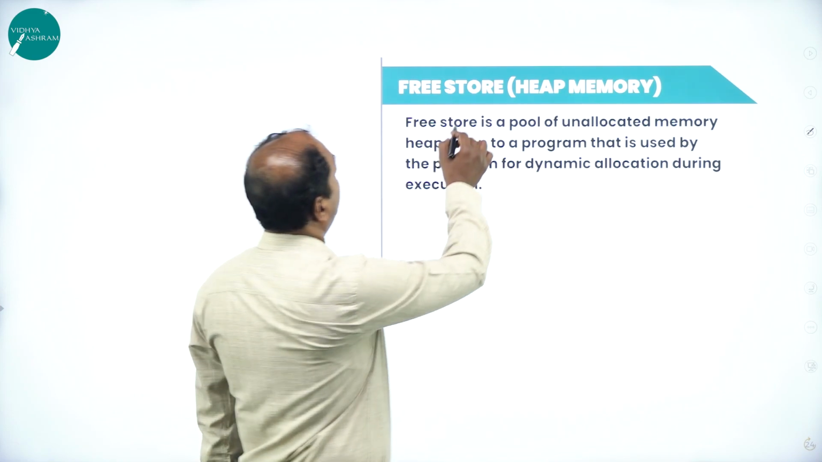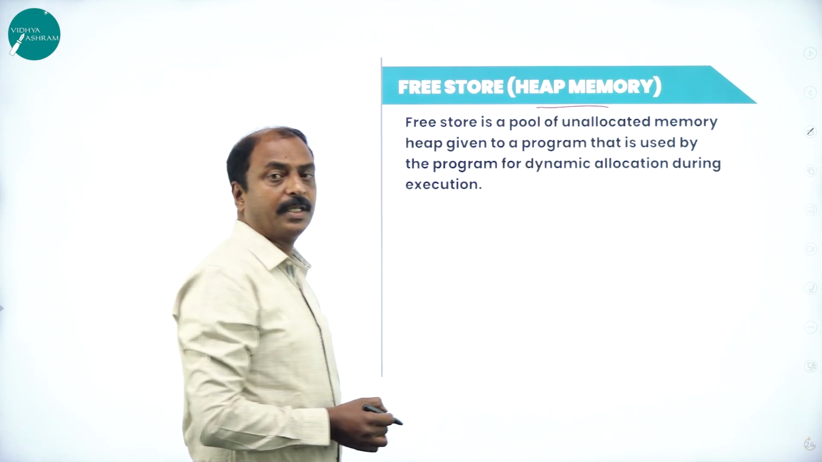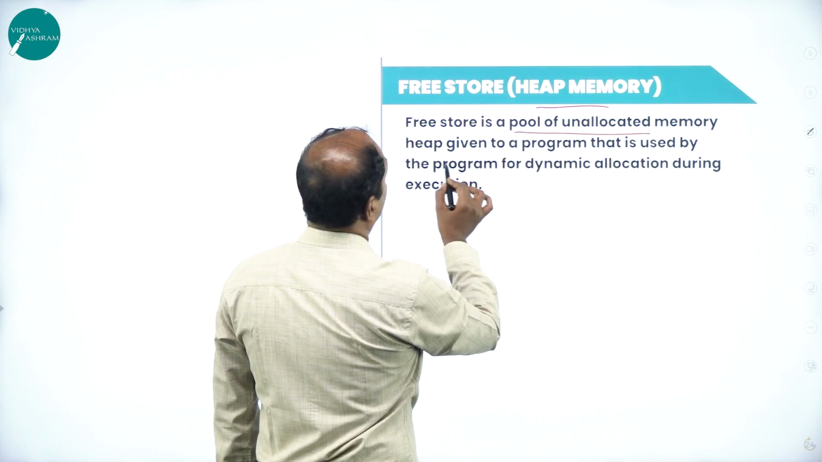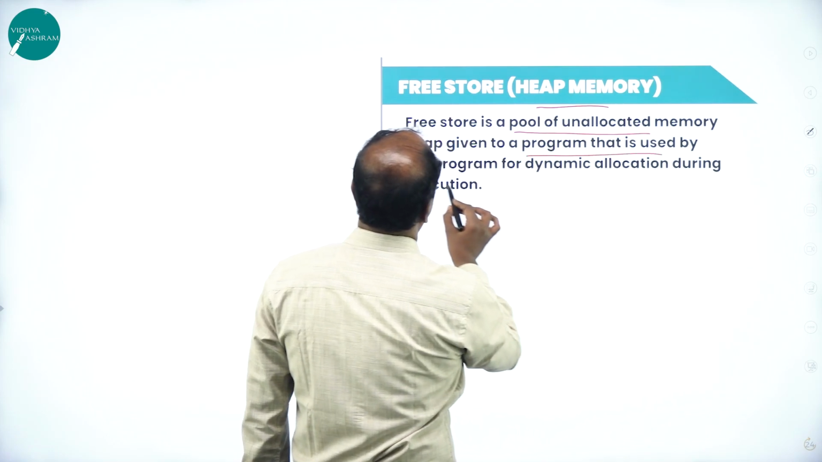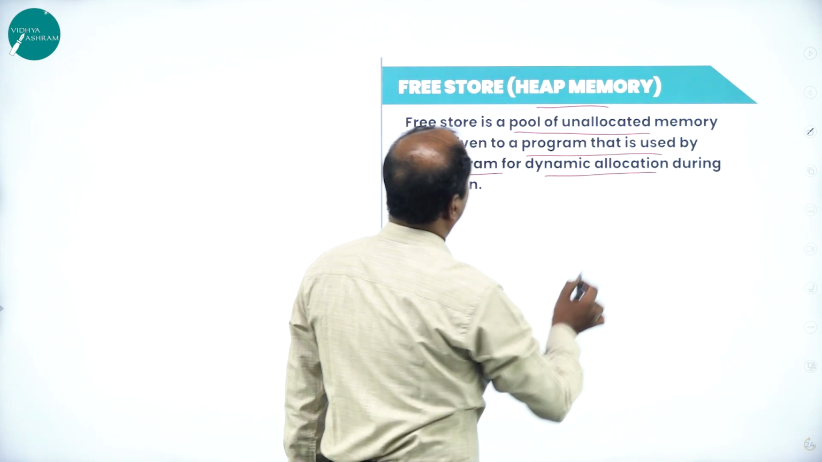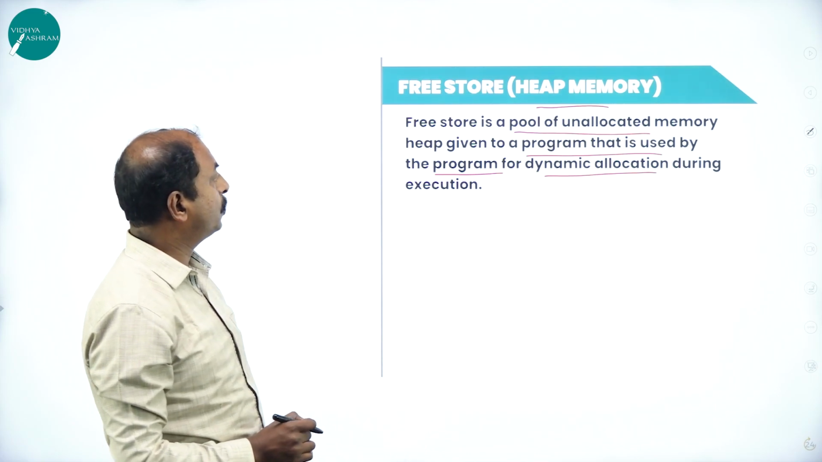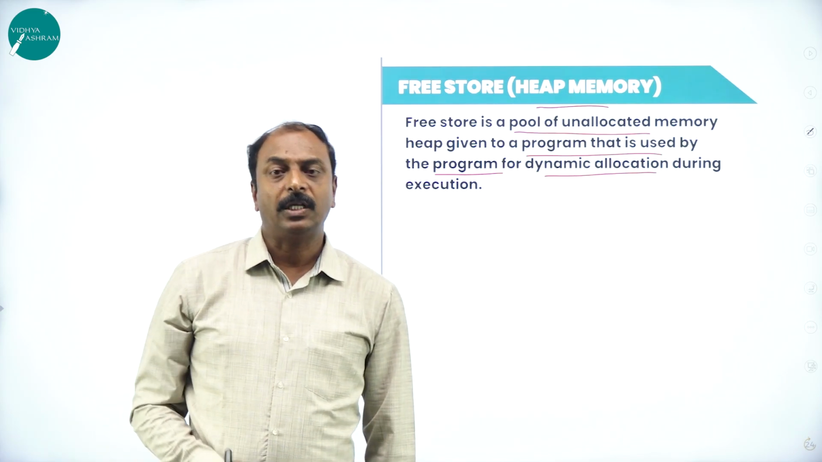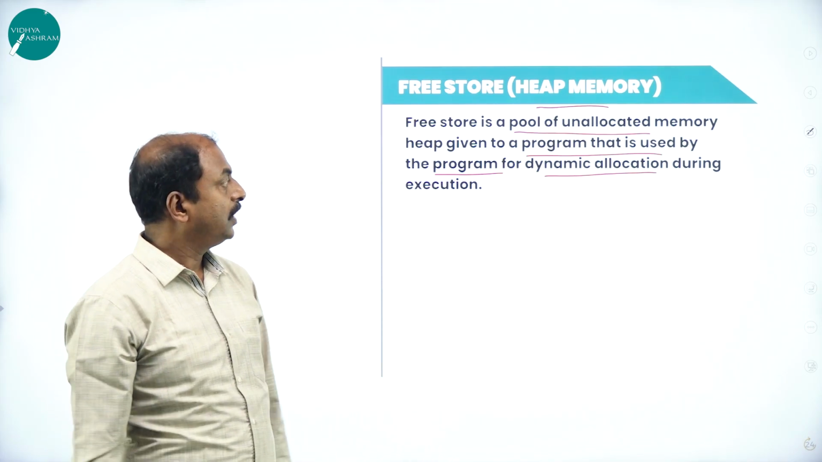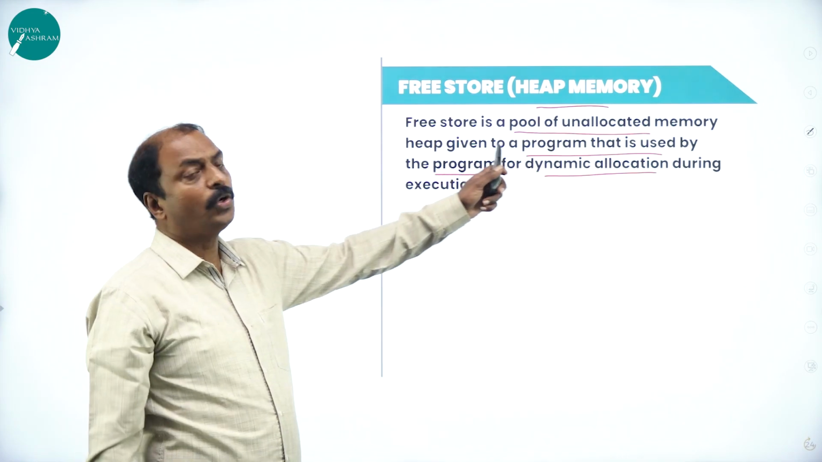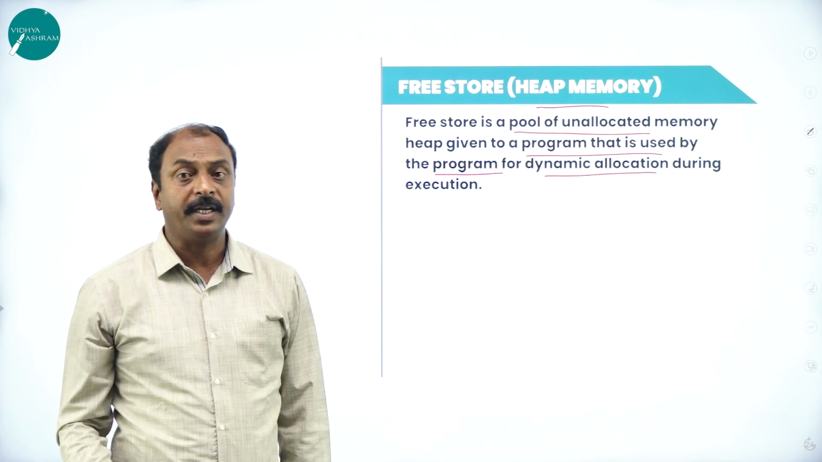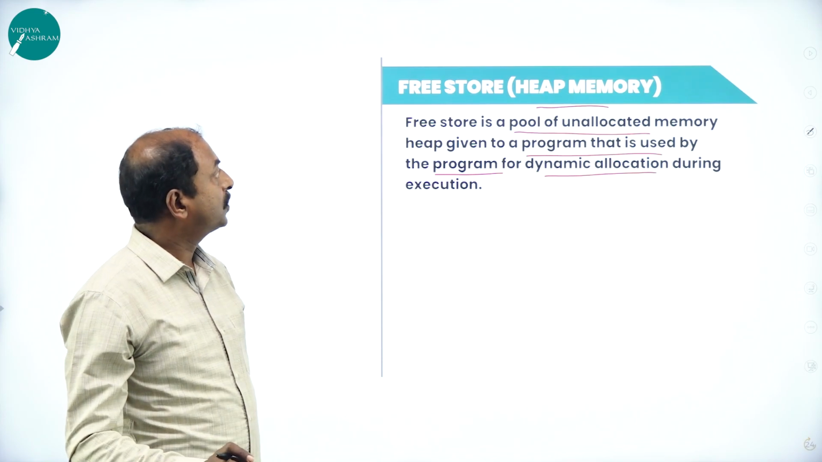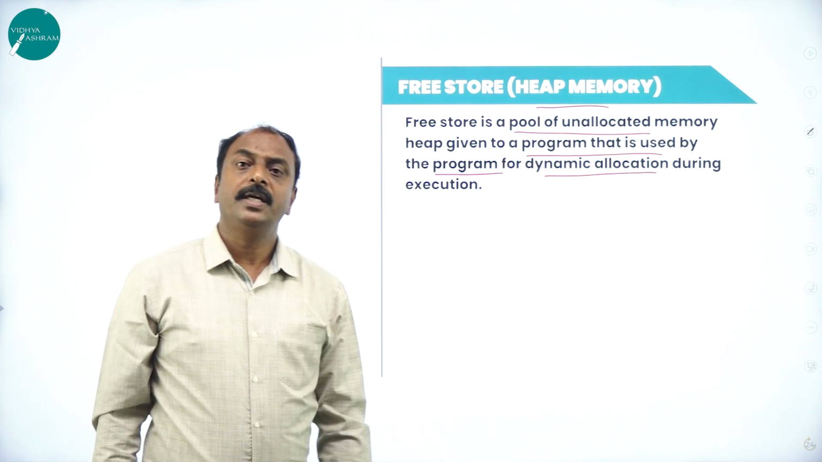Next one is called free store or heap memory. Another definition: free store is a pool of unallocated memory heap given to a program that is used by the program for dynamic allocation during program execution. Now we know what dynamic memory allocation is. Here the memory is allocated during program execution. During that time, a few of the memory blocks are not allocated for dynamic allocation. So that unused memory pool is called free store. They are nothing but heap memory.